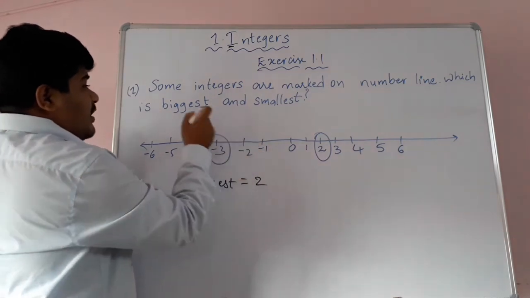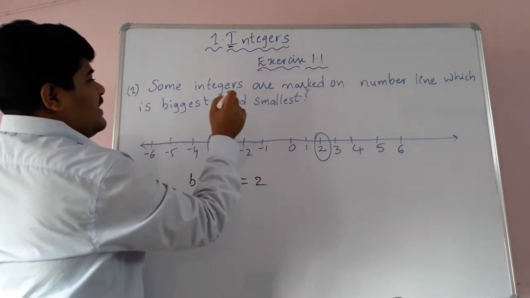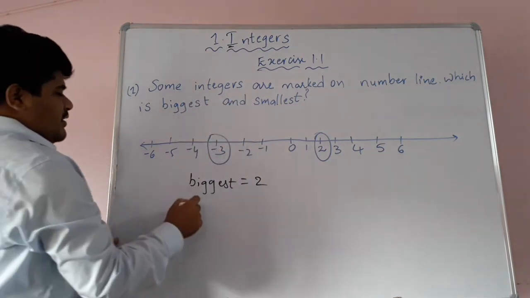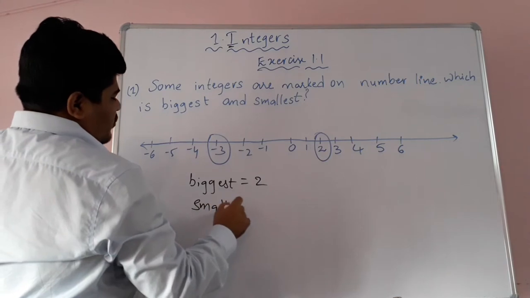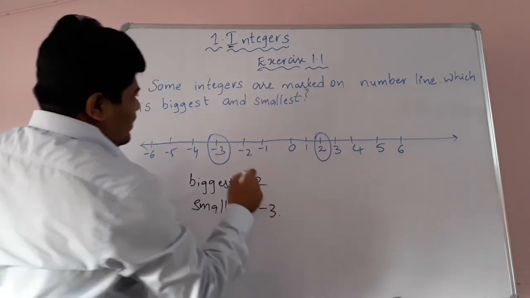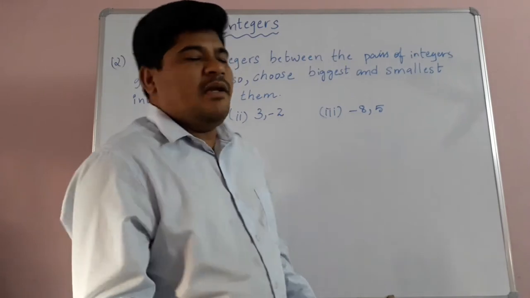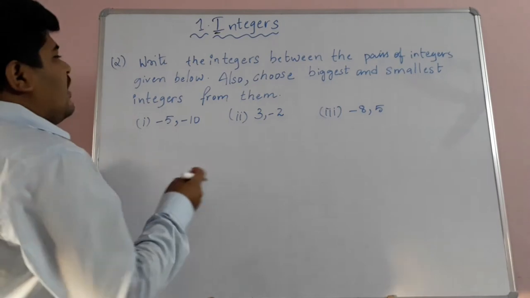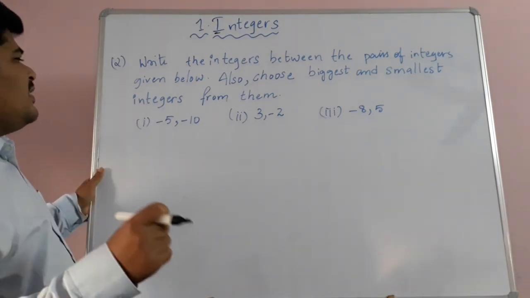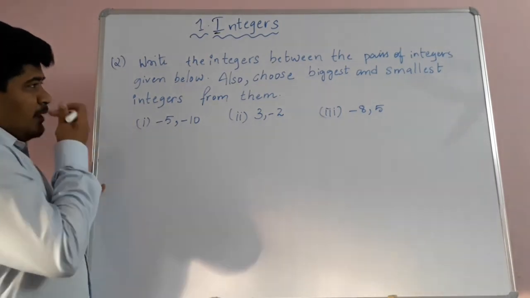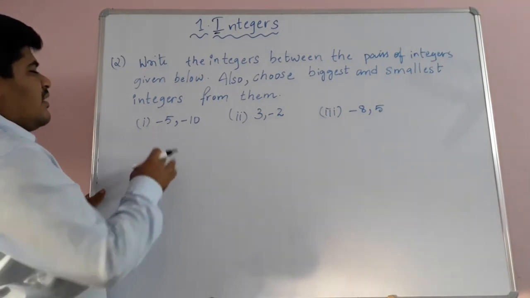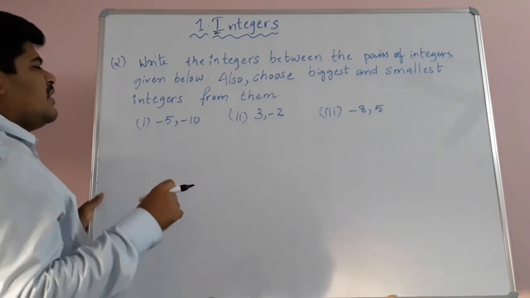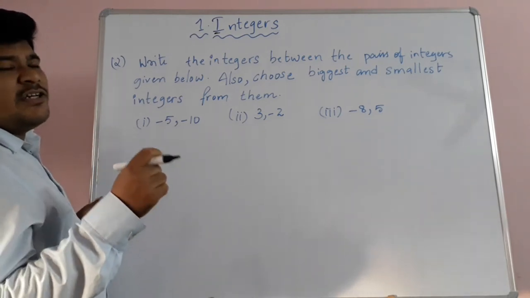So here the question is: two integers are marked. Out of these two integers, which is biggest and which is smallest? The biggest is positive 2, children, and the smallest is -3. This is the answer. Children, now let's see problem number 2. Write the integers between the pairs of integers given below. Also choose the biggest and smallest integers from them. Whatever integers are lying between these two integers, we have to write, and after that, from them we need to write the biggest and smallest integers.